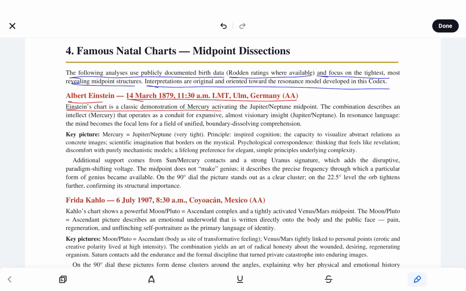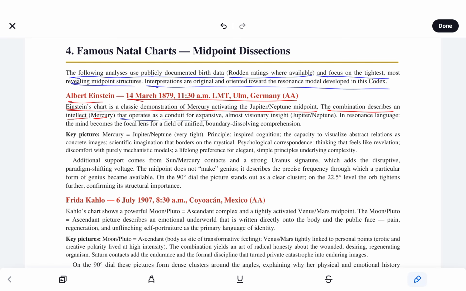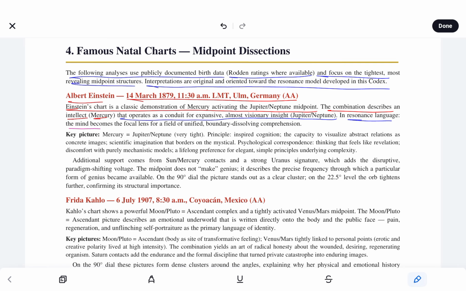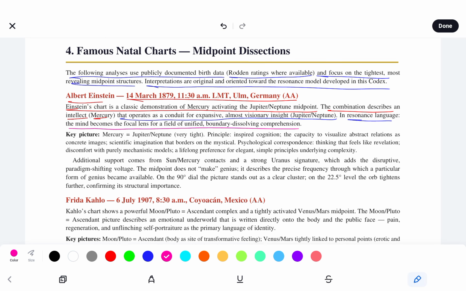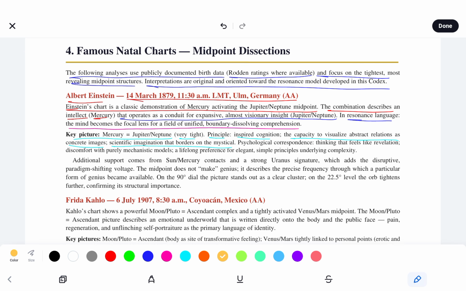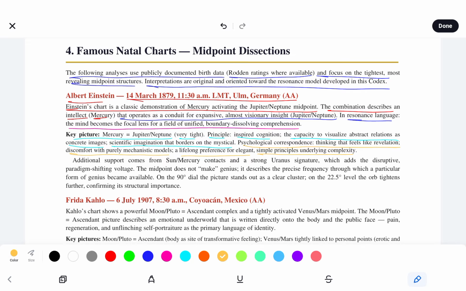His chart is a classic demonstration of Mercury activating the Jupiter-Neptune midpoint. The combination describes an intellect, which is Mercury, that operates as a conduit for expansive, almost visionary insight, Jupiter-Neptune. In resonance language, the mind becomes a focal lens for a field of unified, boundary-dissolving comprehension. In this key picture, Mercury equals Jupiter-Neptune, very tight. The principle here is inspired cognition, the capacity to visualize abstract relations as concrete images, scientific imagination that borders on the mystical. The psychological correspondence is thinking that feels like revelation, discomfort with purely mechanistic models, a lifelong preference for elegant, simple principles underlying complexity.